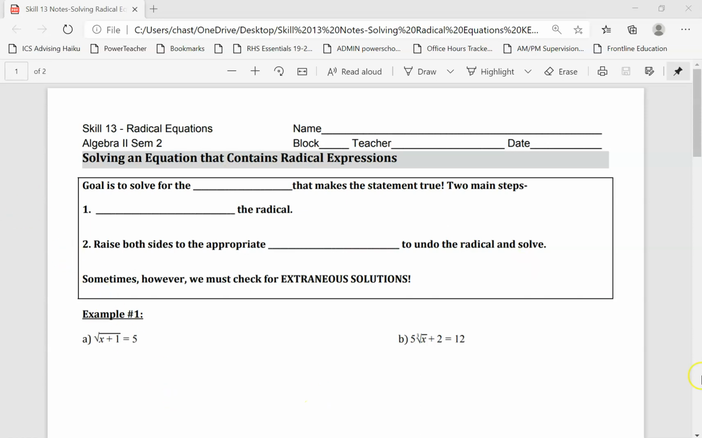Hello everybody, we are going to solve equations that have radicals and rational expressions today, and so I'm just going to get started with examples. The goal is to solve for the variable that makes the statement true.